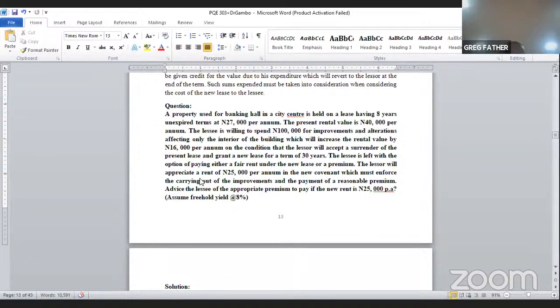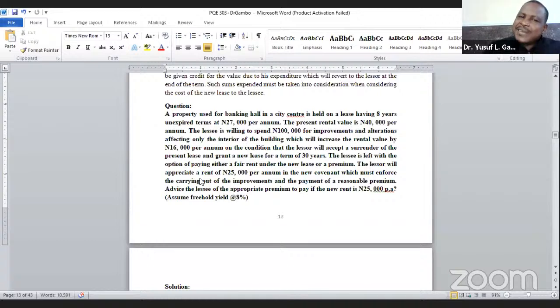And the person is paying 27,000 right now. The present rental value, that is the FRV in the open market, is 40,000. Similar property goes for 40,000 per annum. So you see, when you determine your distance, you know what to do. Now the lessee is willing to spend 100,000 as improvement, as premium.